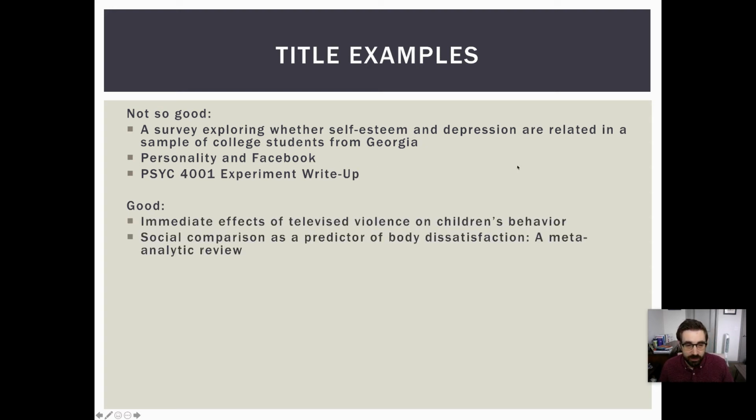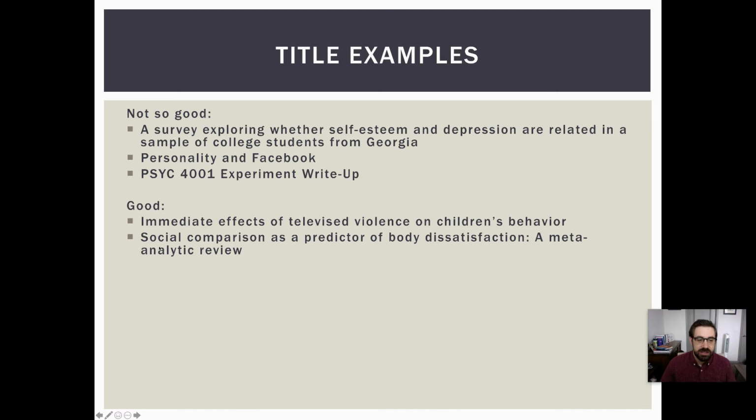Here's a couple examples of titles that are a little more informative than some of the ones above without being overly long. So: Immediate Effects of Televised Violence on Children's Behavior. It tells me what the study is about. Okay, it tells me that it's about televised violence and children's behavior, and specifies that it's immediate effects as opposed to maybe long-term, like 10 years down the road effects. So I have a good idea of what this study is about.